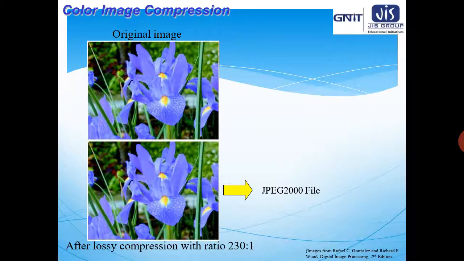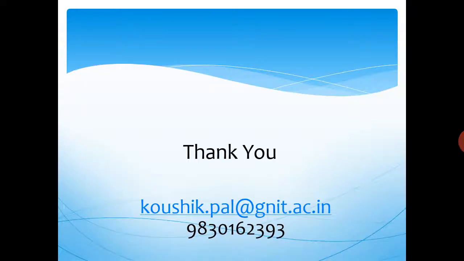Now this is color image compression for the JPEG file. The first one is the original image, and the next one is after lossy compression with the ratio 230:1 for the JPEG file. The difference is not clearly visible to us. So we can see that color image processing is a much more enhanced process, and it is not visually too different. So this is all about color image processing.